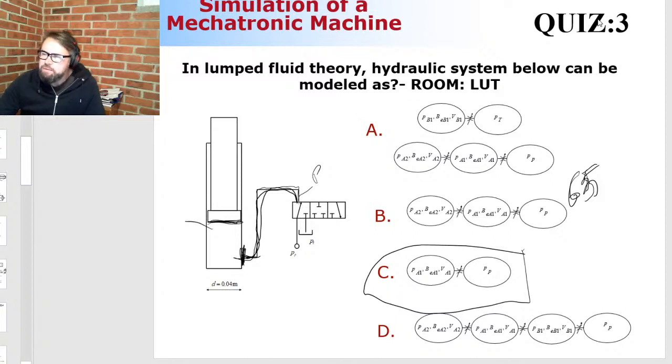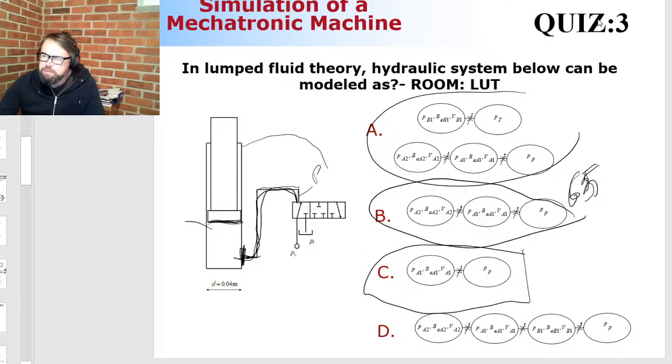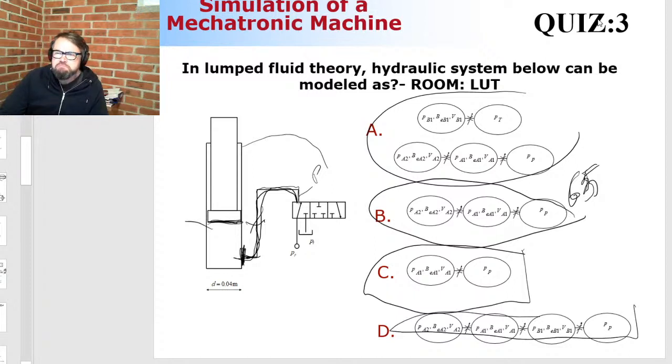Now this one is incorrect because there is nothing that comes from the piston rod side back to the tank. This could be okay as well, but that would mean that there is some kind of throttle introducing pressure losses in the middle of the hose, and we don't have that. This one is incorrect because we don't need this many pressures to compute this.